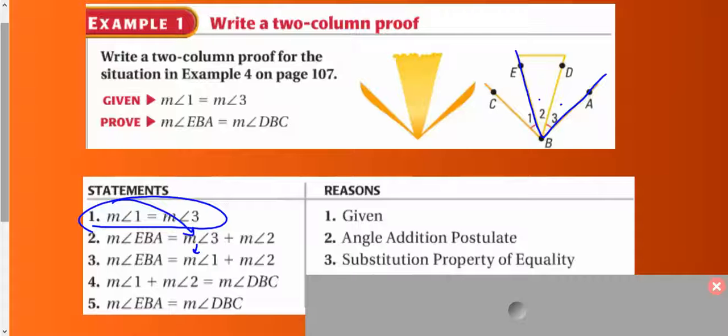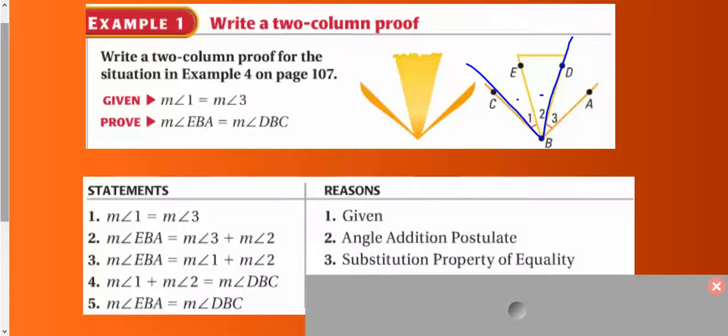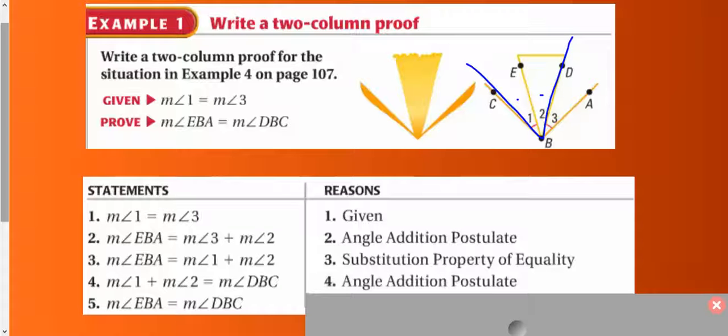Okay, then I have 1 plus 2 equals DBC. I'm going to look at my picture over here. 1 plus 2 equals DBC. So if I take 1 and 2, that gives me the entire angle. That is the same thing as above, angle addition postulate.